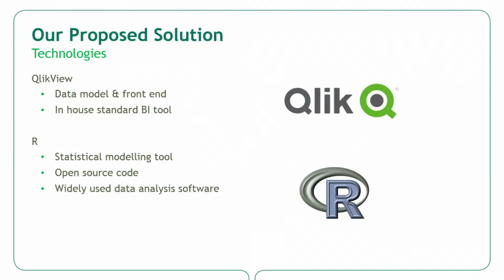So we proposed to integrate two different technologies together. The first one was QlikView. QlikView was used as the data model and front-end portion of the solution. QlikView is an in-memory reporting tool. It's the in-house standard BI tool at the customer that we are working with.